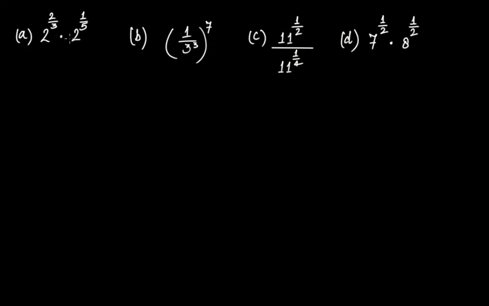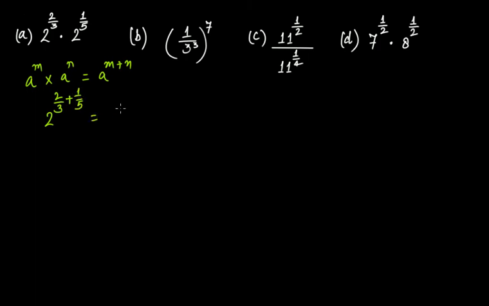Okay, here you have 2 raised to the power of 2 by 3 multiplied by 2 raised to the power of 1 by 5. Now it is of the form a raised to the power of m multiplied by a raised to the power of n, that is equal to a raised to the power of m plus n. So using this you get 2 raised to the power of 2 by 3 plus 1 by 5.